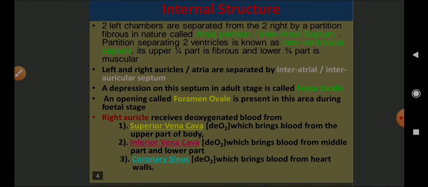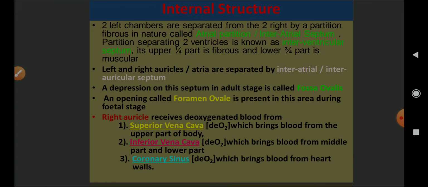The two left chambers are separated from the two right by a fibrous partition called the interatrial septum, or interauricular septum. The partition separating the two ventricles is known as the interventricular septum. Its upper one-fourth part is fibrous, while the lower three-fourths part is muscular, because it has to pump the blood out of the heart. So ventricles are a bit thicker than the auricles.